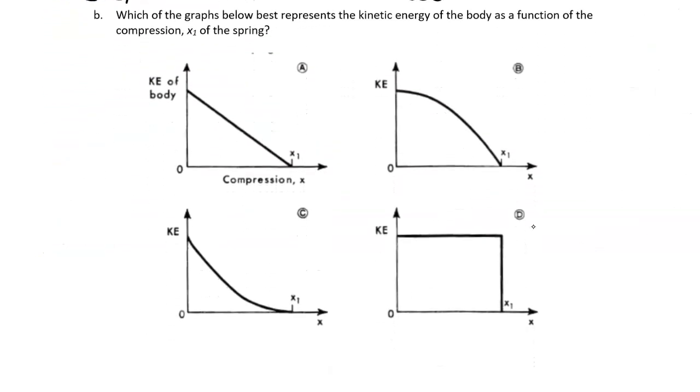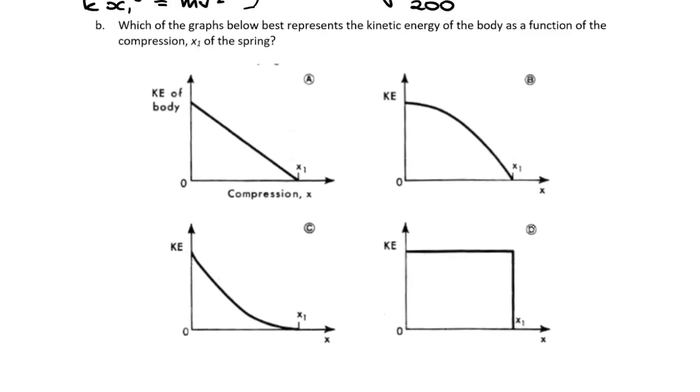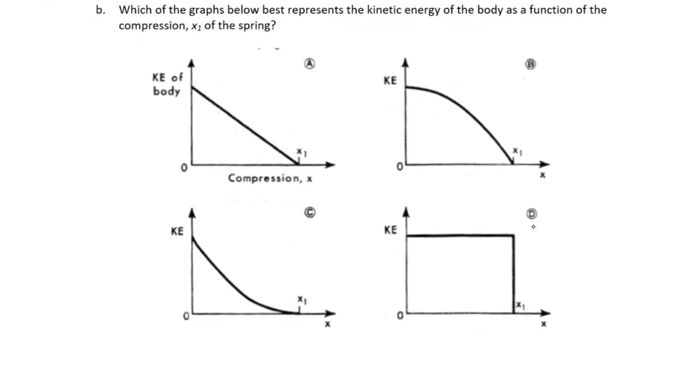Which of the graphs best represents the kinetic energy of the body as a function of the compression x1 of the spring? This is a tricky question. Doesn't mean that it couldn't be on the exam. Let's talk about what the answer isn't. So, number one, the kinetic energy has got to be changing. So we're not going to have a constant kinetic energy here.